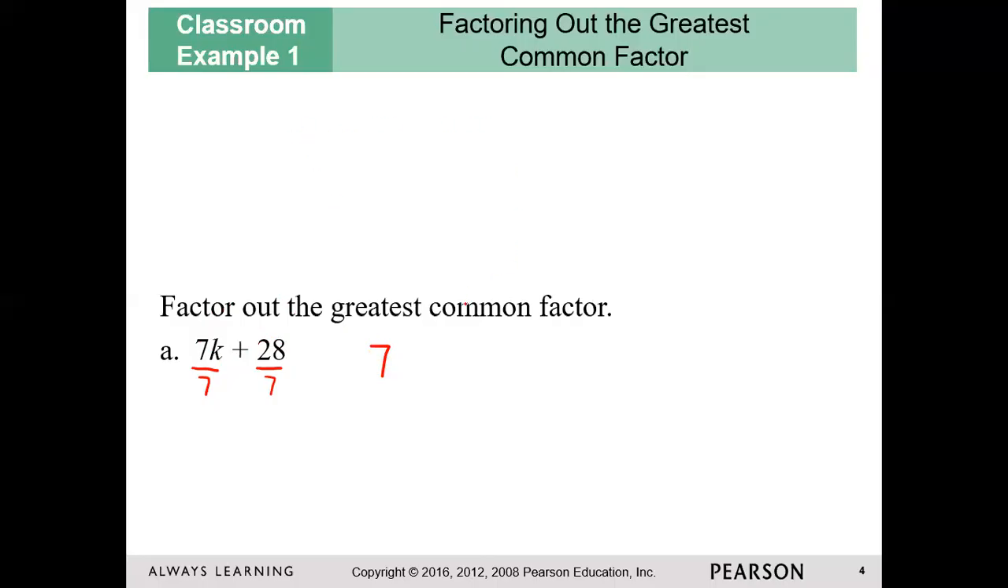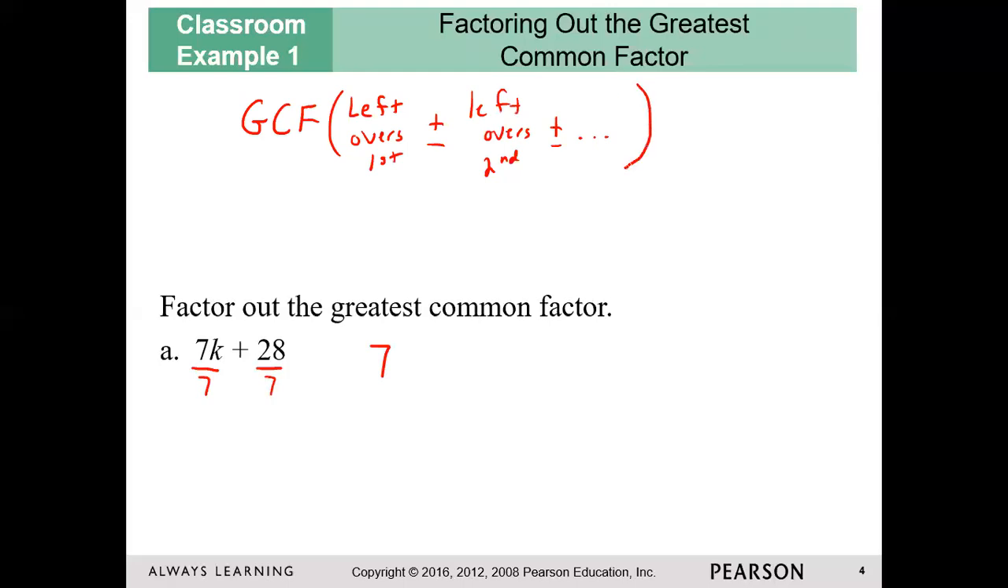So every single one of these factoring problems is going to have this structure to it. You're going to have your GCF out here, and then you're going to have parentheses, and you're going to have what I call leftovers from the first term, plus or minus, depending on if this is plus or minus, the leftovers from the second term, plus or minus dot, dot, dot, because if there are 3, 4, 5 terms, it's just going to continue to go on forever and ever, depending on how many terms you have. So this is the structure of what we are going to be seeing here.